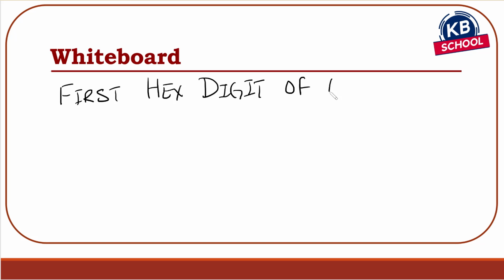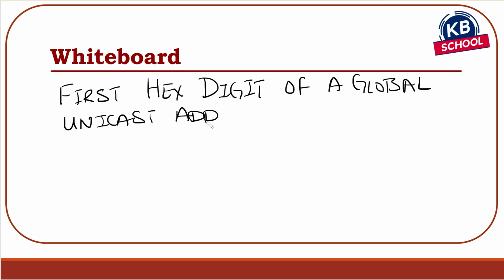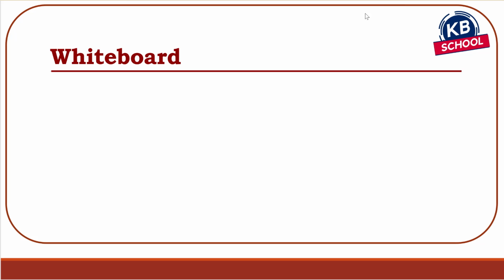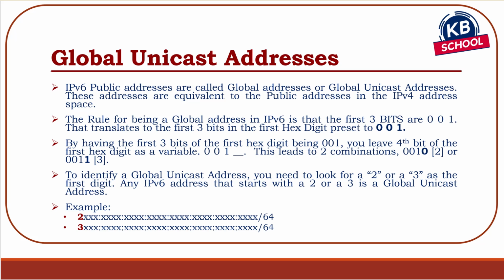End result: the first hex digit of a global unique address, or unicast address, is either a 2 or a 3. As soon as I see that, I know it's a global unicast address. So let's go back and take a look at the rules on the slide now and see if we have covered them.